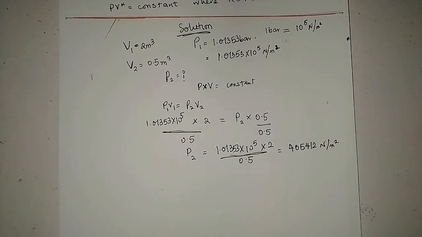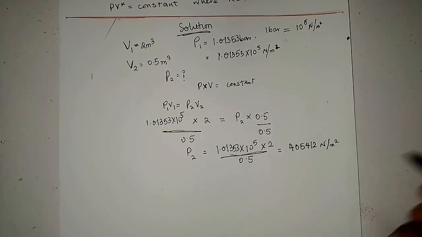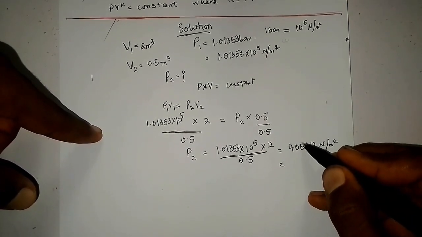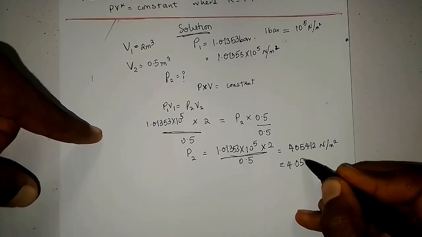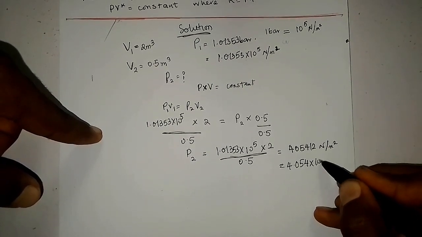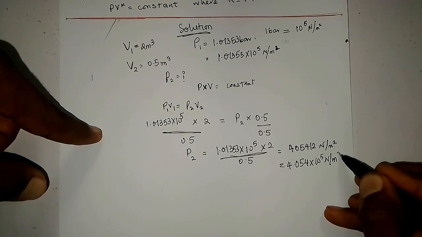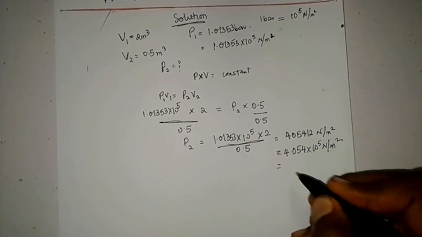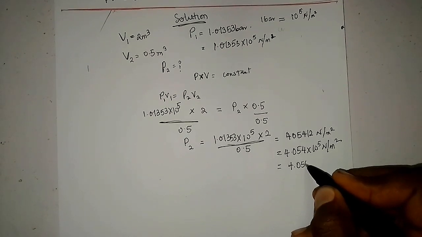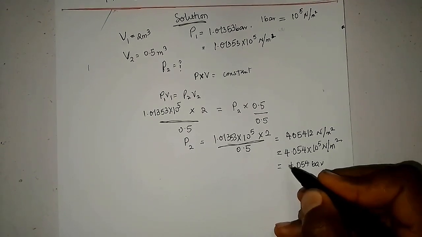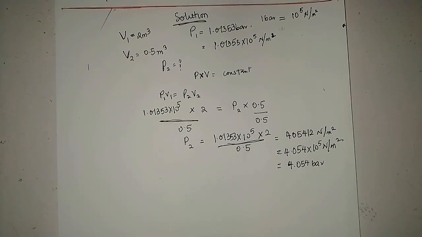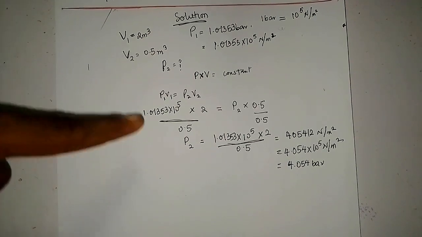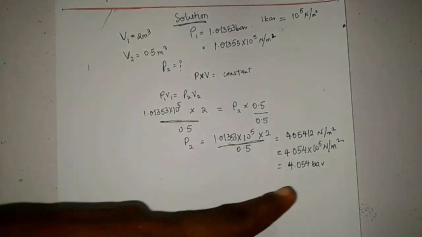So let's convert this into bars. Converting this, we have 4.054 times 10 raised to the power 5 Newton per meter square. Now, since 1 bar is 10 raised to the power 5 Newton per meter square, we have 4.054 bar. So this right here is my final pressure, which follows the fact that when there's a decrease in volume from 2 to 0.5, there is an increase in pressure from this to this.